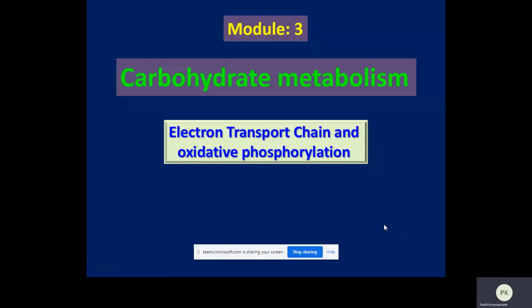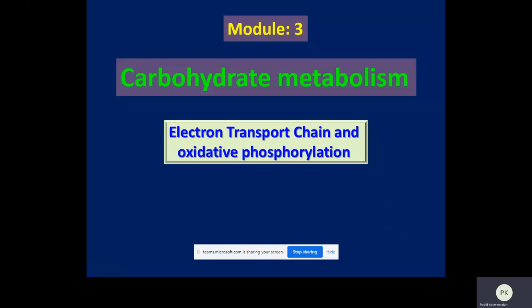So, continuing with yesterday's class, where we have seen three important pathways from carbohydrate metabolism from the presentations, that is glycolysis, gluconeogenesis, and the TCA cycle. And now part 2 of this module is nothing but the electron transport chain and oxidative phosphorylation.